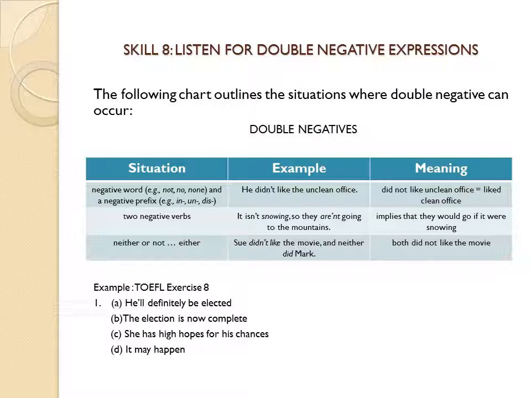The correct answer is B. It might happen. Why? Because the situation has a negative word, not, and an impossible.